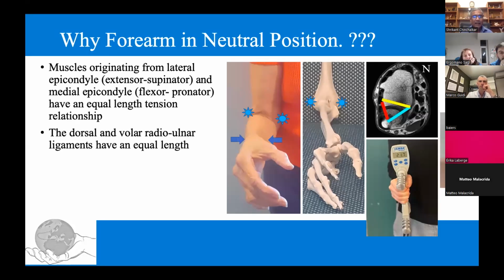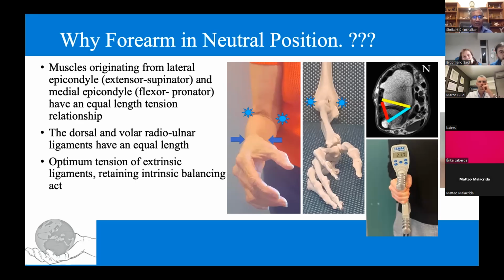In addition to that, the dorsal and volar radial ligaments have an equal length, and subsequently these ligaments having equal length influence the dorsal radiocarpal and dorsal intracarpal ligament, along with the volar radial ligament being optimally taut. It produces optimization of tension between the ulno-lunate and ulno-triquetral ligament, and therefore these structures help in retaining intrinsic balancing, creating a balancing act at the ulnar side of the carpus.